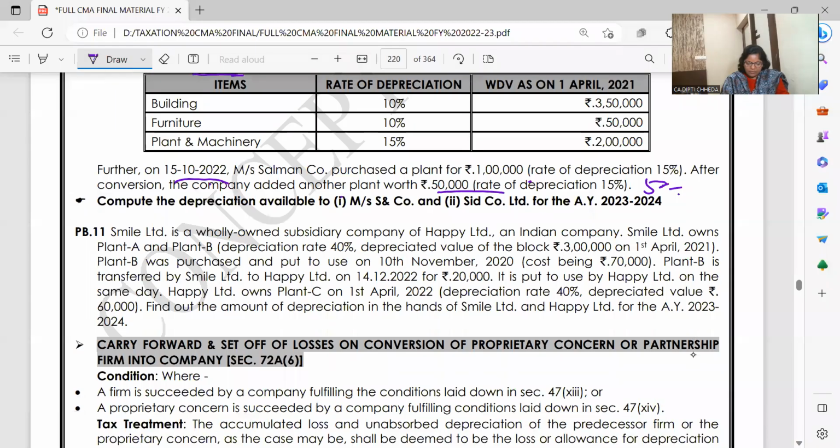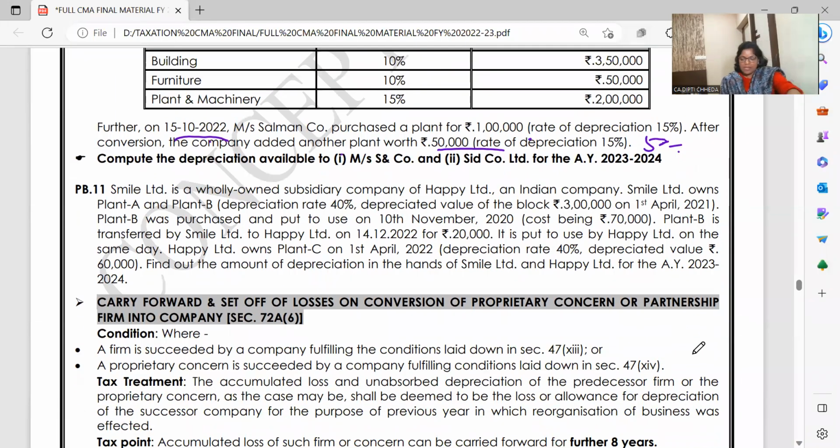चलो. Last one now in this row, 11th problem. पढ़ो एक बार. Smile is the fully owned subsidiary company of Happy Limited. So holding to subsidiary, if any transfers and all are there, कुछ भी नहीं लगेगा. Nothing you will have to pay.